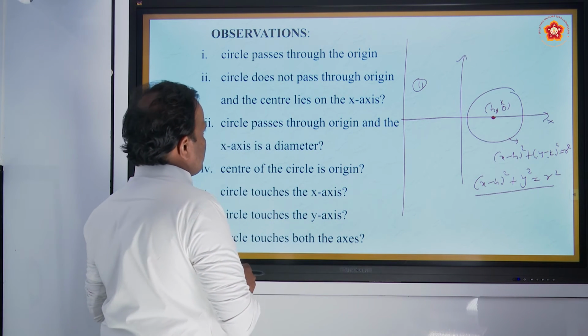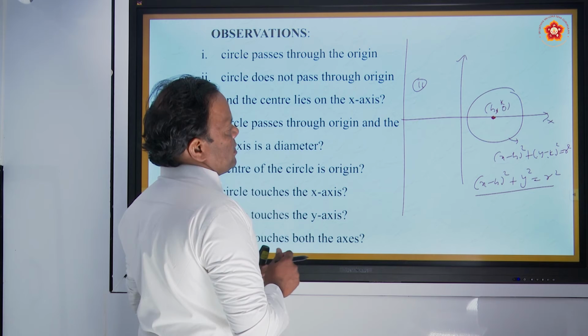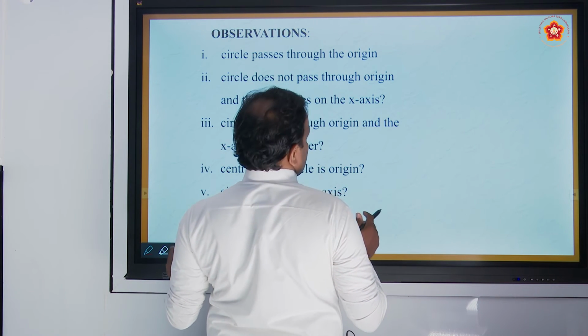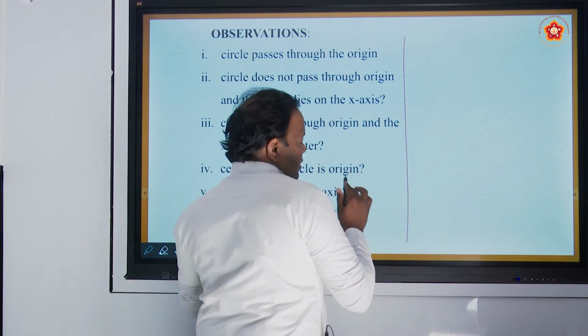Circle passes through the origin and the x-axis as a diameter. Suppose the circle passes through the origin. See, observe here, observe each and every observation neatly.